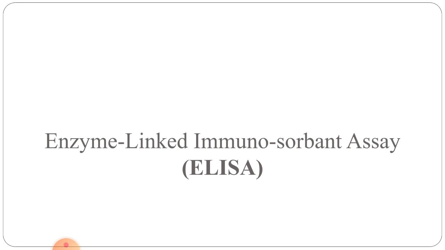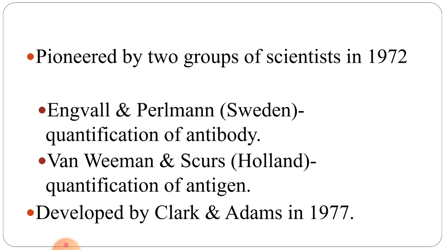ELISA stands for enzyme linked immunosorbent assay. It was pioneered by two groups of scientists in 1972. The first group is Engvall and Perlmann from Sweden. They used this technique for quantification of antibodies. The second group is Van Weemen and Schuurs from Holland. They used the same technique for quantification of antigen. Later, it was developed by Clark and Adams in 1977.